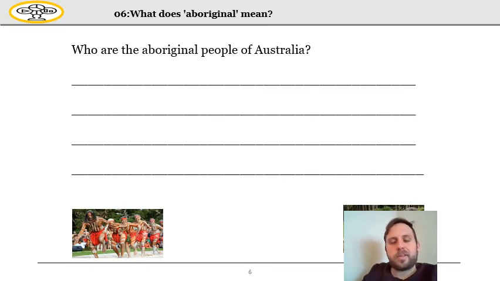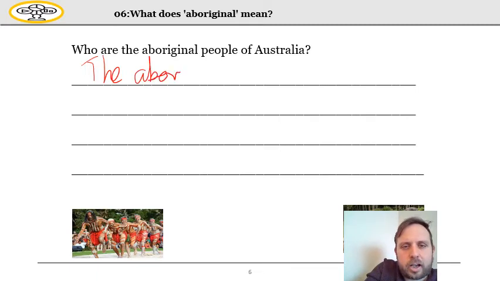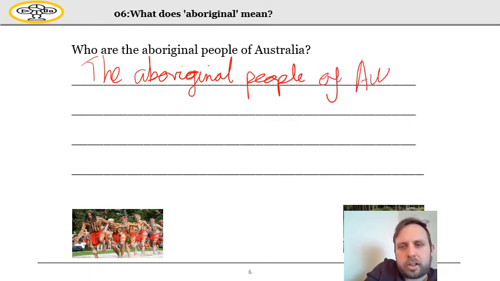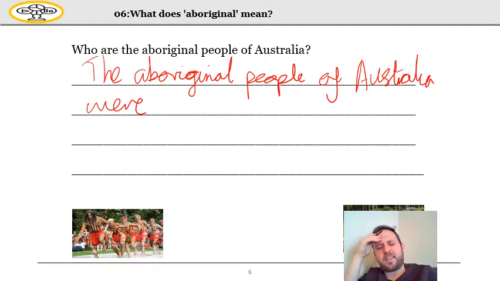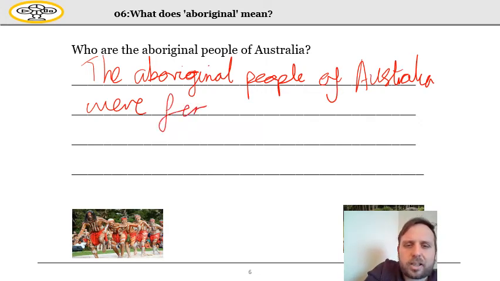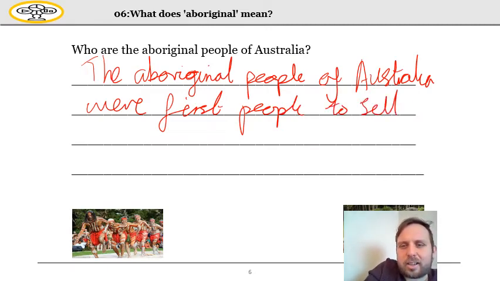Who are the Aboriginal people of Australia? When you go to write that, you might write a sentence. Make sure you write it in a full sentence. So it would be the Aboriginal people of Australia were the, can you remember who, were they the first or the second people to live in Australia? The first, they were the first. Remember it says at the beginning, were the first people to settle, which means live, okay, and stay in Australia.